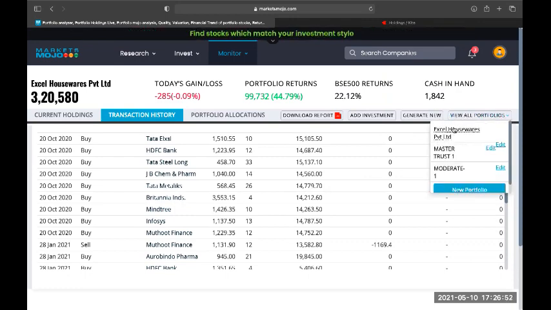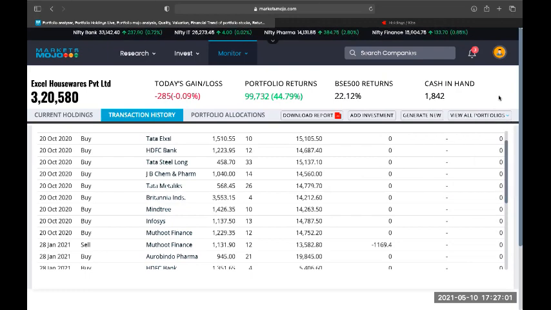So I have one in the name of Excel Housewares, I have one in the name of Master Trust 1, and then I have another one in the name of Moderate 1. So all these 3 are my portfolios. I still can create 2 more portfolios, which I plan to do very soon.